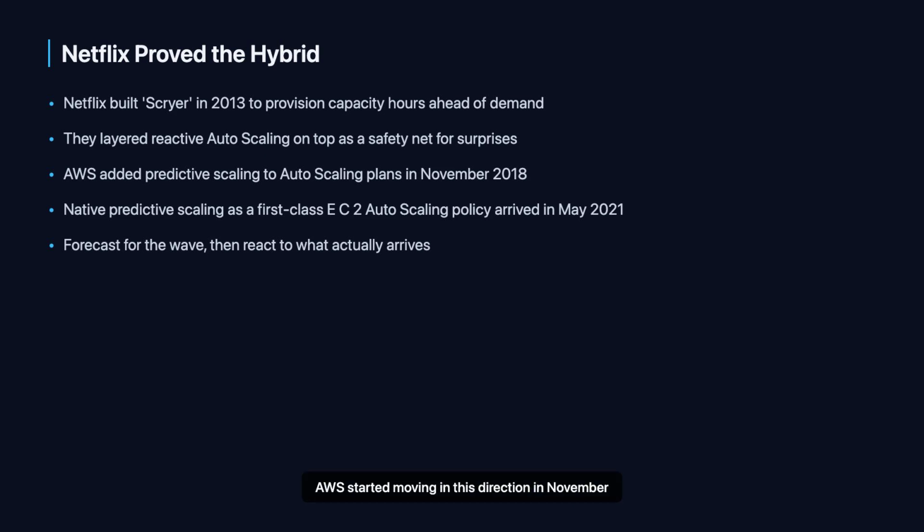Amazon Web Services started moving in this direction in November 2018, when predictive scaling appeared as part of Amazon Web Services auto scaling plans, a separate service sitting above individual groups. It wasn't until May 2021 that predictive scaling became a first-class native policy directly inside EC2 Auto Scaling groups. So the design Amazon Web Services recommends today is the one hyperscale companies had to build themselves years earlier: forecast for the wave, then react to whatever actually arrives.